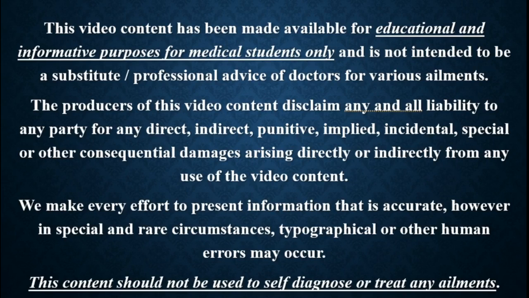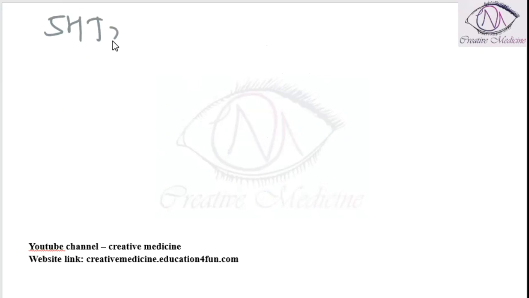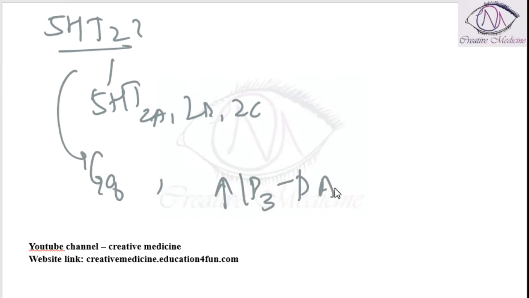In this lecture, we will learn about 5HT2. 5HT2 is further divided into 5HT2A, 2B, 2C. So this 5HT2 is Gq type, which increases the IP3-DAG pathway.